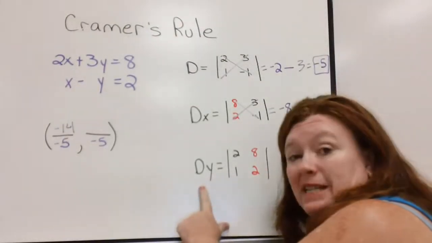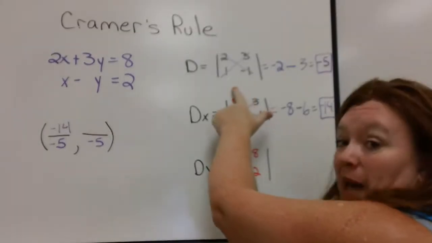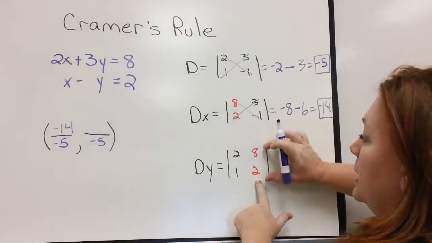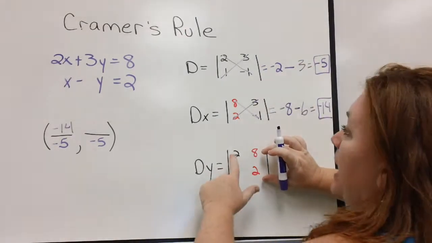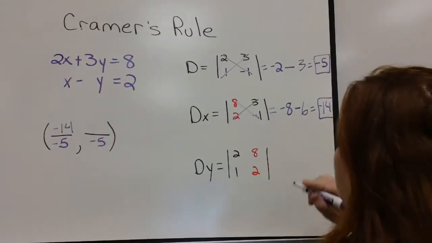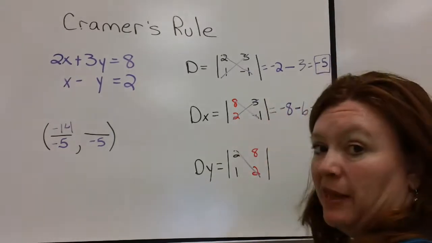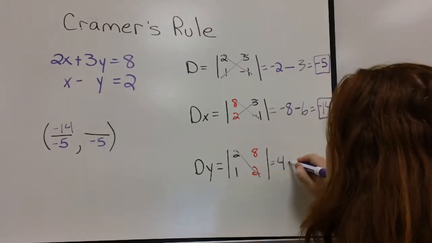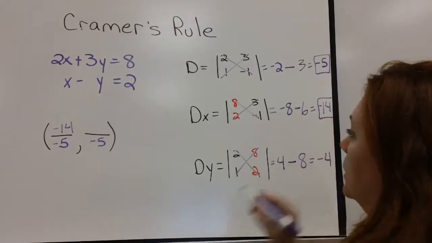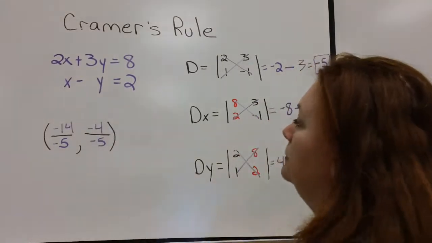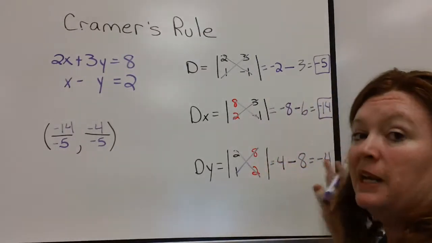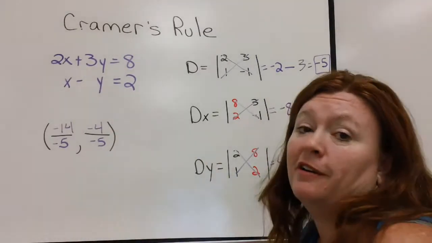So what do I find? dy. dy is, go back to the beginning, I'm going to leave x alone, but I'm going to take that 8 and 2 and put it in place of the y column. So my x's are still 2 and 1, but my y's will now become 8 and 2. So when I find the determinant, I multiply those numbers and get 4 minus 8, which is negative 4. That is the numerator for y. For dy, I replace the y column, find the determinant, and my answer is the numerator of my y coordinate.